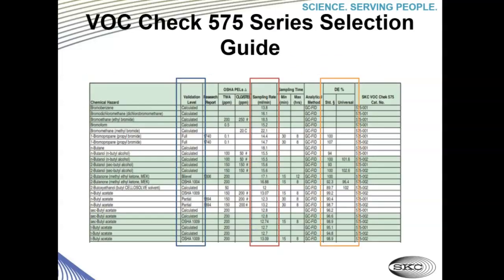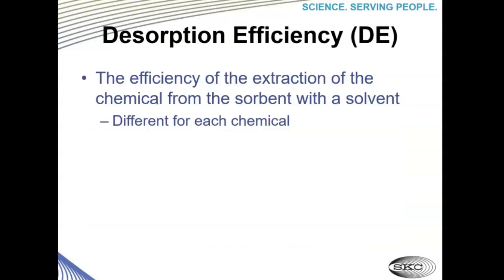Finally, desorption efficiency. Desorption efficiency is the efficiency of the extraction of the chemical from the sorbent with a solvent. This could be simple, from just a simple carbon disulfide extraction, or it could be a little more complex for a polar chemical, which could be carbon disulfide with n-propyl alcohol.